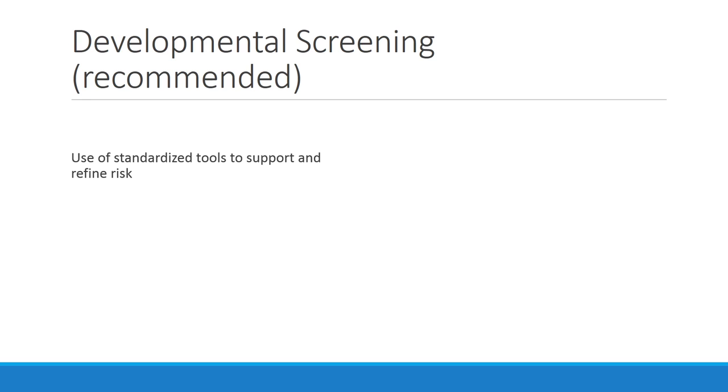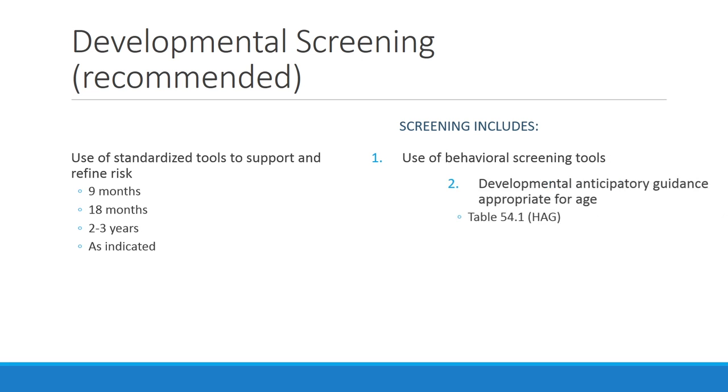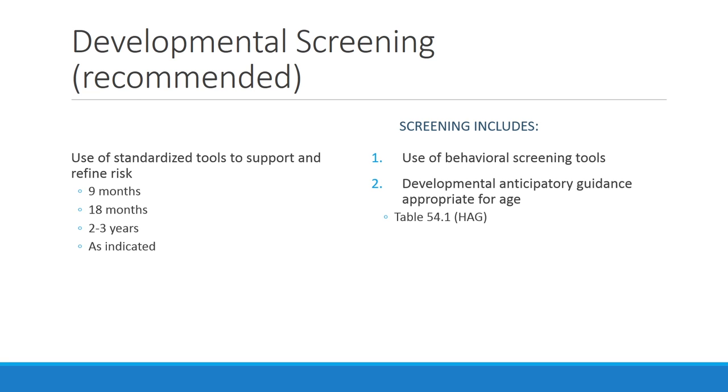Remember, while surveillance must occur at every well-child visit, a screening need only occur at 9 months, 18 months, and 2 to 3 years, or as indicated by outcomes of developmental surveillance. Additionally, while parents and caregivers should be prompted to elicit any concerns they have during routine surveillance, during a screening, the screener should encourage conversation and provide a more in-depth discussion, including anticipatory guidance appropriate for the child's age.